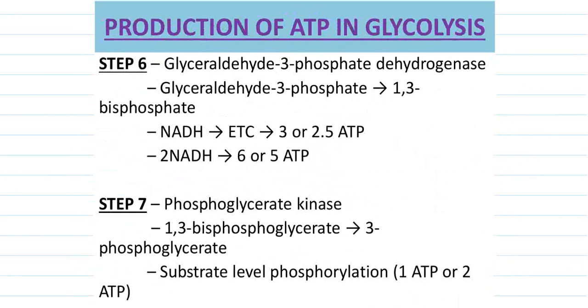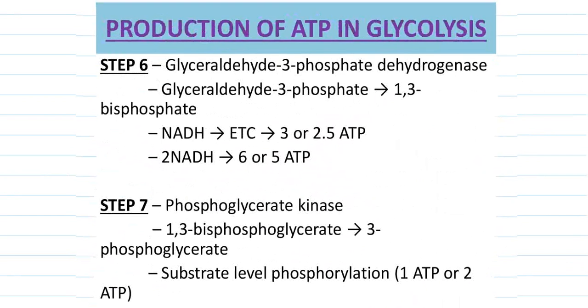So total 6 or 5. Okay, so step 7 is an example of substrate level phosphorylation, where the enzyme involved is phosphoglycerate kinase, which releases phosphate from 1,3-bisphosphoglycerate to form 3-phosphoglycerate. So this is an example of substrate level phosphorylation, where 1 ATP is produced, or when we talk about both the 3 carbon compounds of glucose, then a total of 2 ATP will be produced in this reaction.